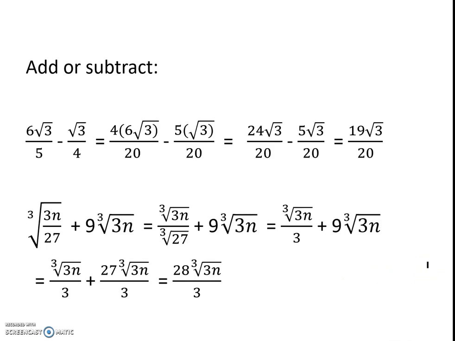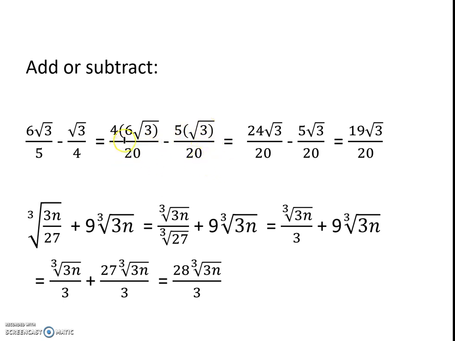Next, I'm adding or subtracting. I have 6 radical 3 divided by 5 minus the radical 3 divided by 4. I have to get them over the common denominator. So the common denominator I used was 20. So now I have 4 times that quantity when I put it over 20, and 5 times that quantity when I put it over 20.